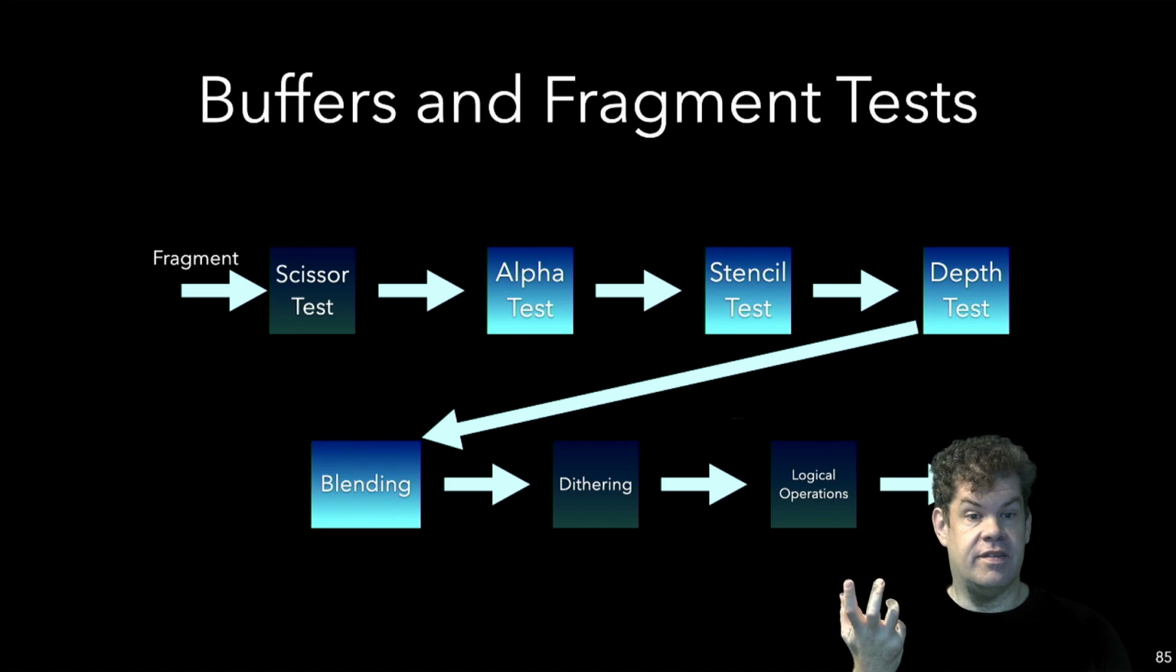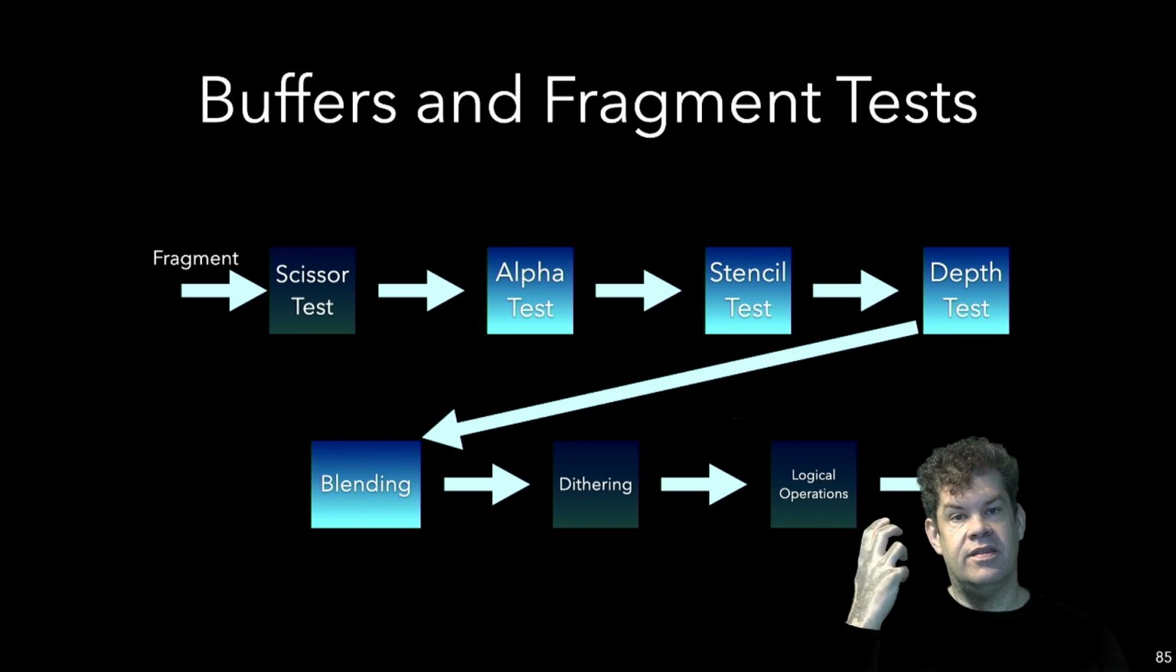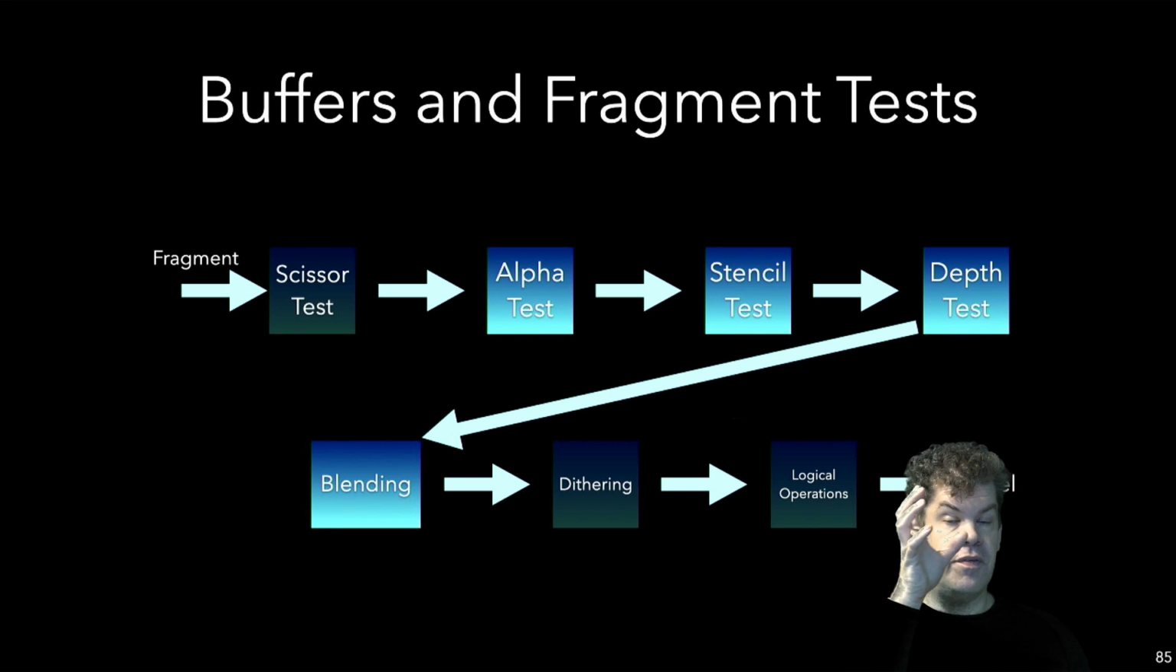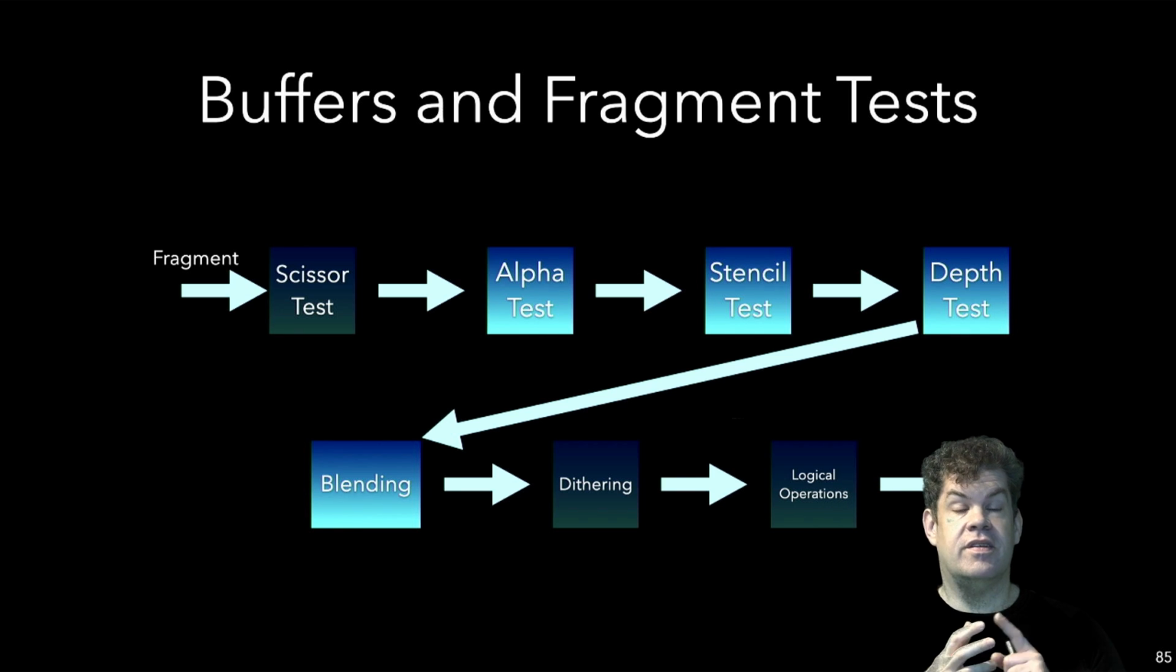Okay, that's what a test does. It's a binary thing. And then something called blending happens, dithering, and then another bunch of logical operations. So I want to focus on 4 of these stages: alpha, stencil, depth test, and blending. I want to skip the others.